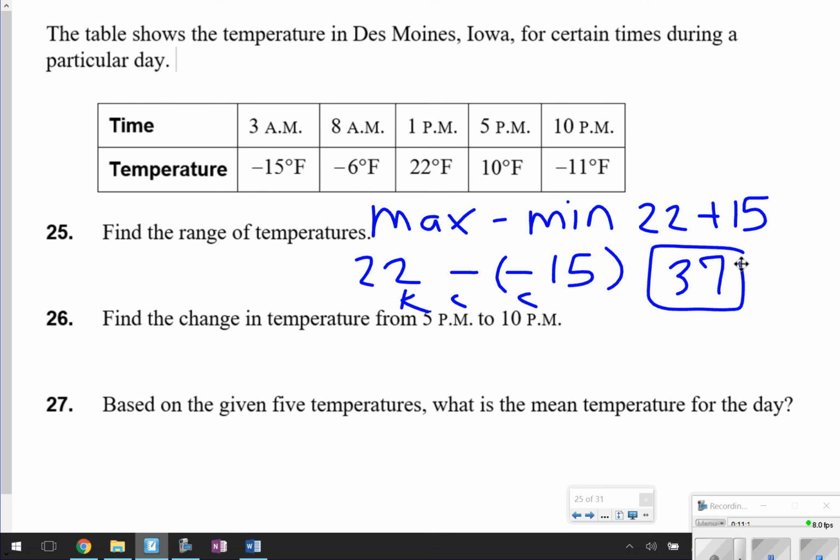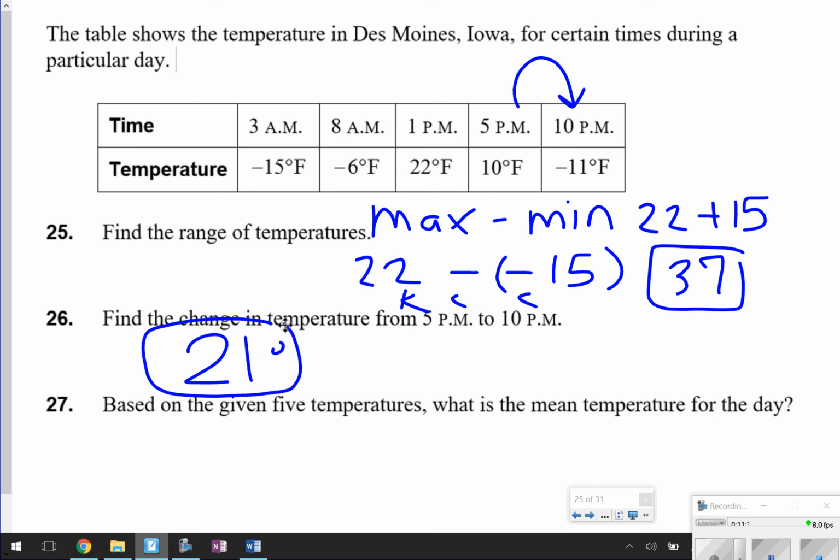For 26, it says find the change in temperatures from 5 p.m. to 10 p.m. Well, I went from 10 degrees Fahrenheit down to negative 11 degrees Fahrenheit. So that's essentially going from 10 to 0, and then from 0 to negative 11. So I'm essentially just adding their absolute values. 10 plus 11 will give me 21. So 21 degrees is my answer for number 26.